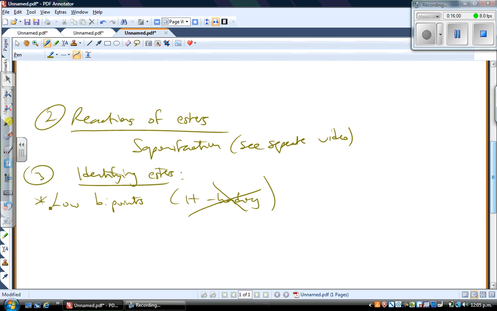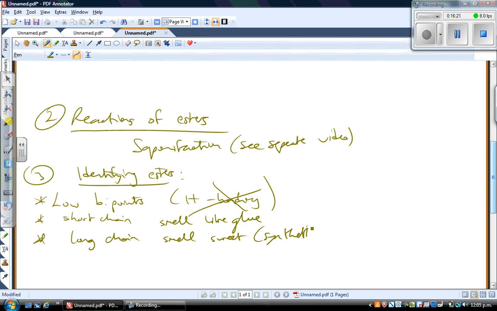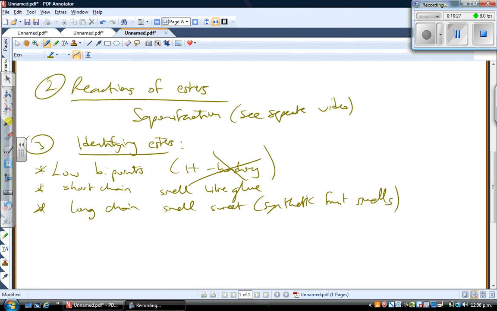have quite pungent smells. The short chain ones, short chain esters like ethyl ethanoate or methyl ethanoate, smell like glue, and then the long chain ones smell sweet, like synthetic fruit smells. And that's all we really covered on esters. One other thing I could mention about esters is because they're not very polar, so don't mix with water.